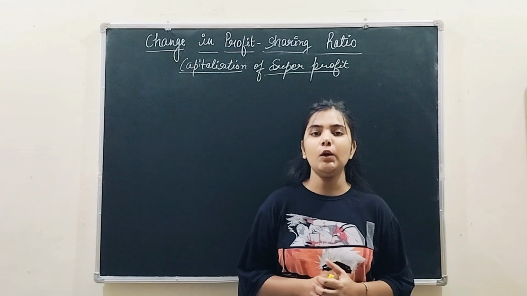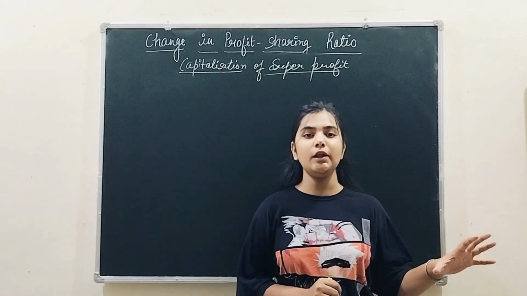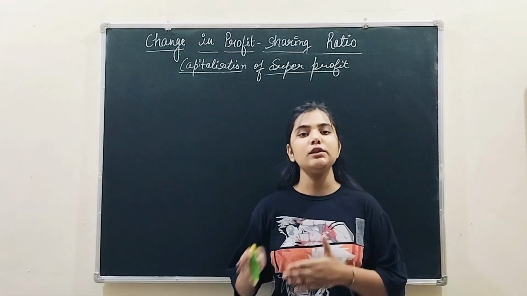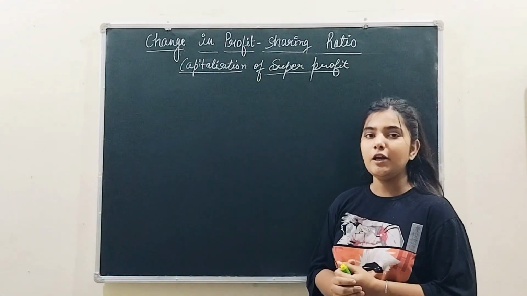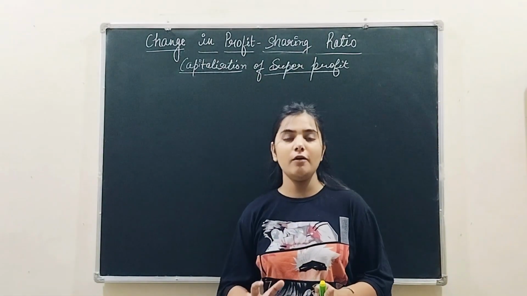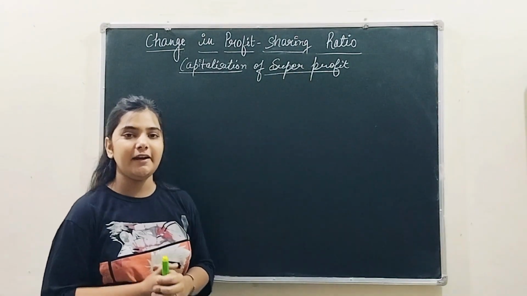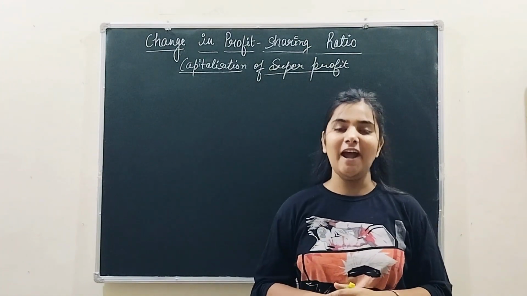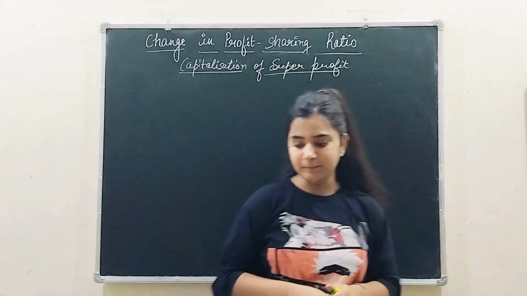So in the last video, we started our capitalization method and we learned about solving goodwill using the capitalization of average profit. Now in this video, we are going to take capitalization of super profit. In this formula, you are going to make use of your super profit, as you can understand from the name itself. Let's not waste any time and dive into the video and understand what this topic has for us. So let's get started.